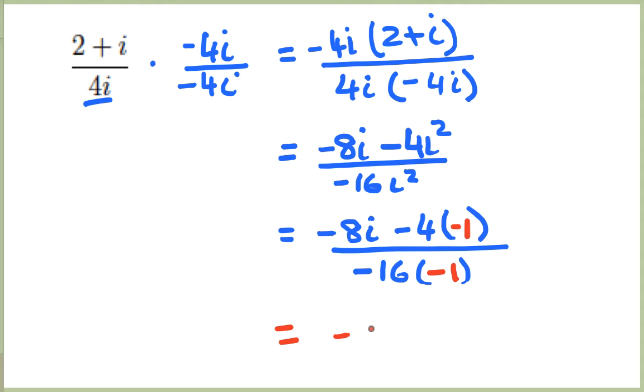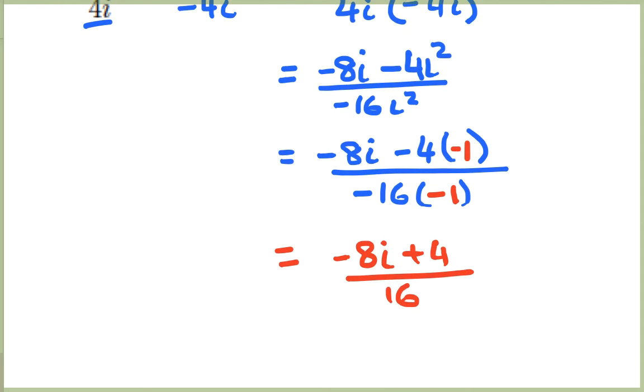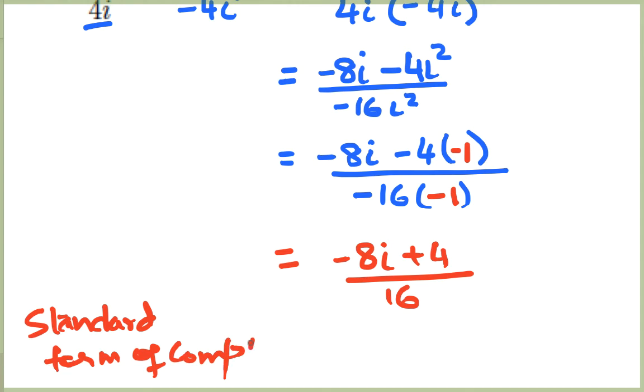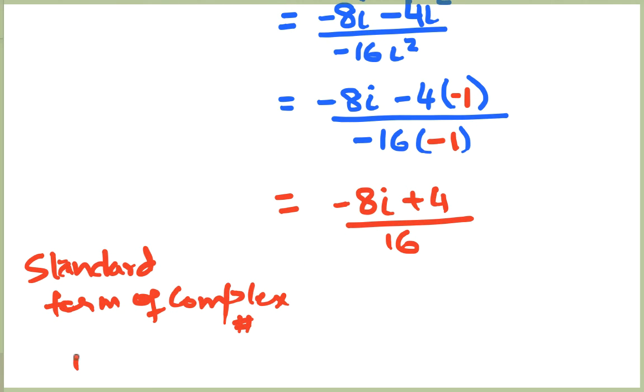So in the numerator we get negative 8i plus 4. Denominator we get 16. Now remember to write it in the standard form. The standard form of a complex number is a plus bi. So basically you have to separate the constant real part and the imaginary part of a complex number.